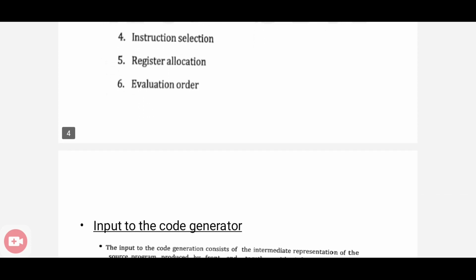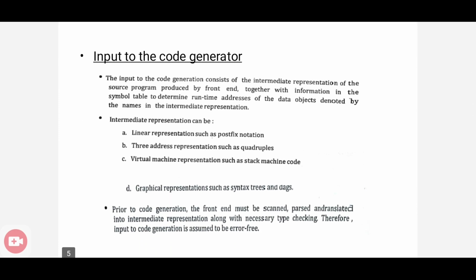So first one, input to the code generator. Actually, the input to the code generator is an intermediate representation. Input to the code generation consists of the intermediate representation of the source program produced by the front end, together with information in the symbol table to determine runtime addresses of data objects denoted by the names in the intermediate representation. The intermediate representation can take a number of forms.